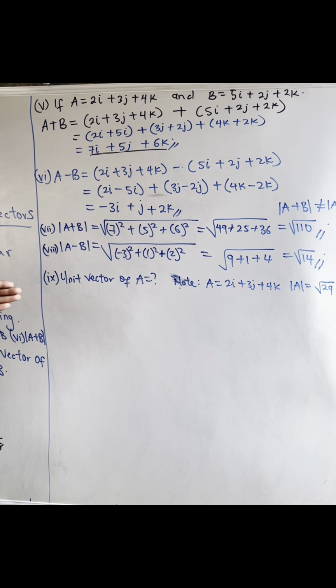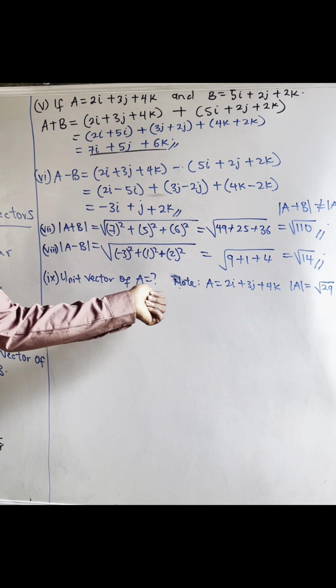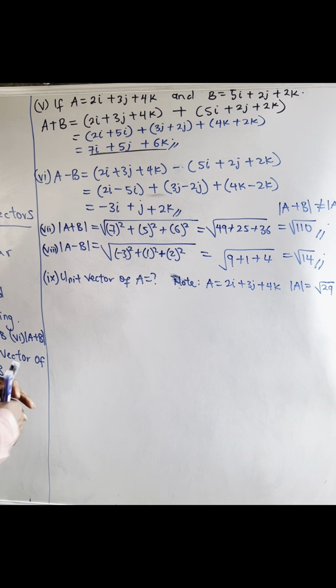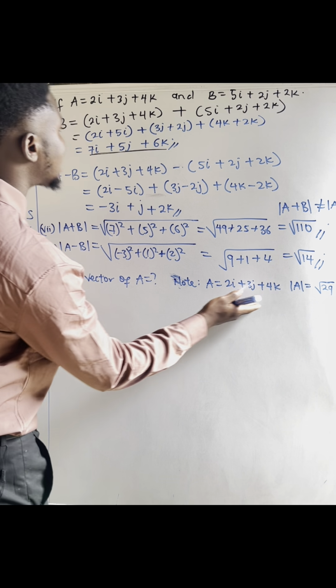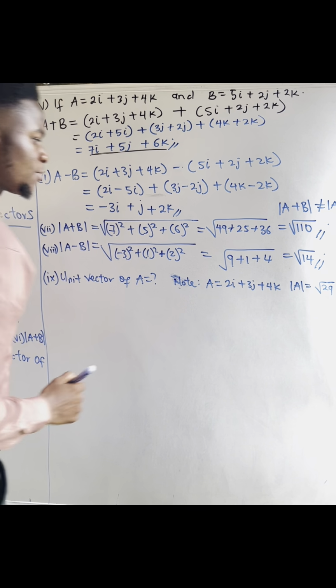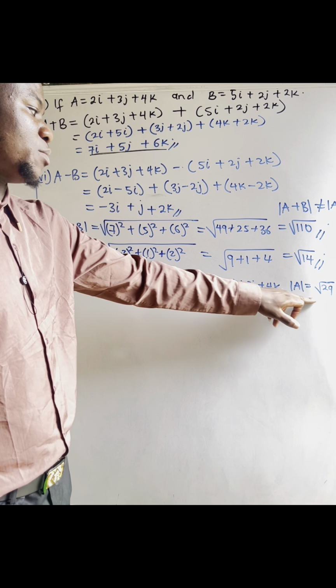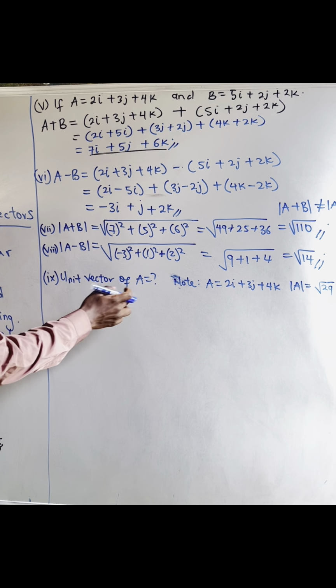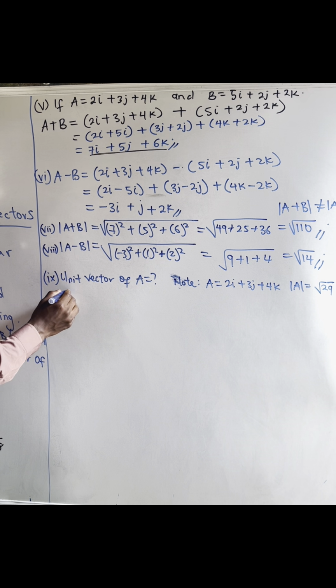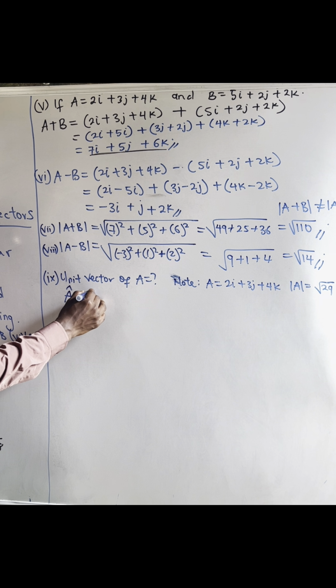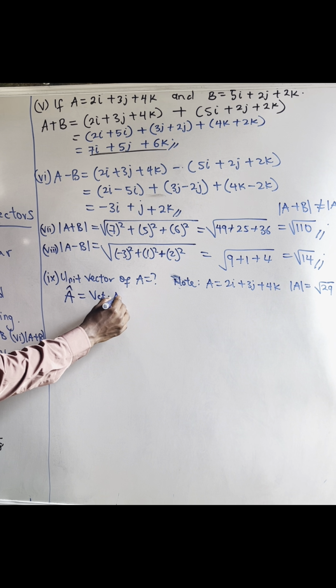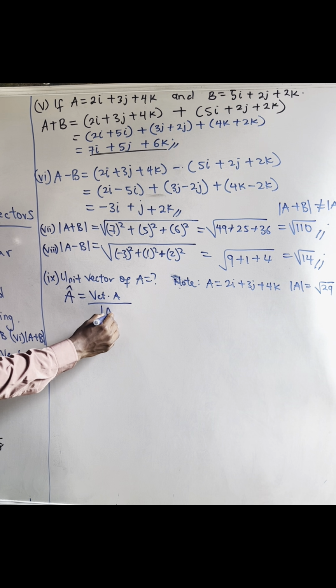So guys, in the next question, we have to look for the unit vector of A. Now, in the question, vector A was given as this. But don't forget that we have originally calculated the magnitude of vector A to be this. So the unit vector of A can be written as A cap. This simply means cap, so this is the unit vector of A. And it is equal to vector A all over the magnitude of the vector A.